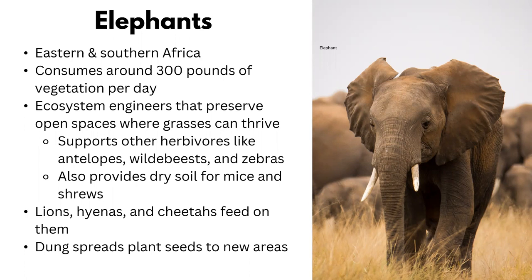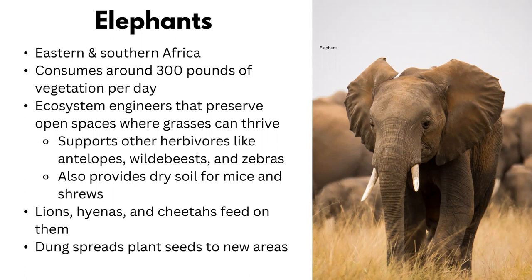And then again, being an herbivore and eating lots of grasses and plants and leaves, they will spread their dung around, and they will plant new seeds in new areas. So passing it through their digestive system and their gut, they poop them out, and then the odds of them growing new things in that area are more likely than if those seeds were to disperse on their own.